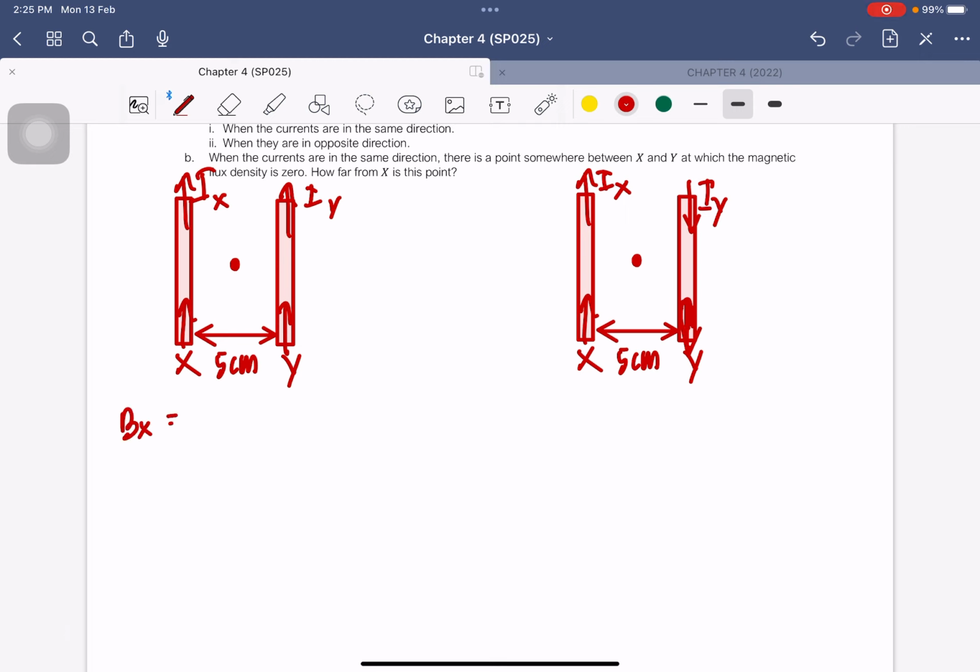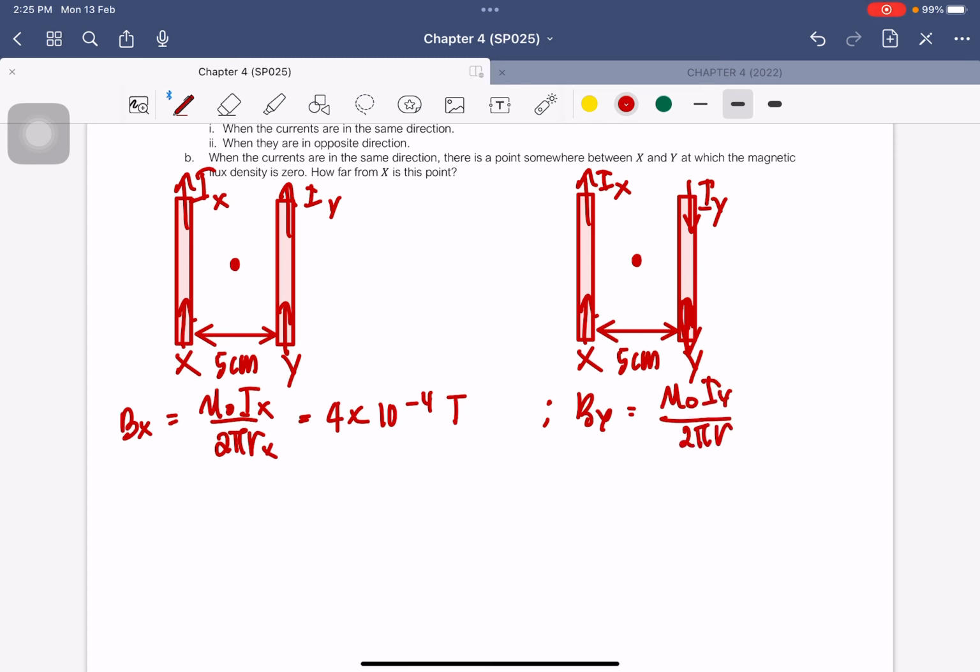Okay, so BX is mu naught IX over 2 pi RX. So for this one you will get 4 times 10 to the power of negative 4 Tesla. And then you have to calculate for BY too. So basically the magnitude will just stay the same, only the direction is different. So this is going to be 8 times 10 to the negative 5 Tesla. Okay, so the magnitude will be constant.